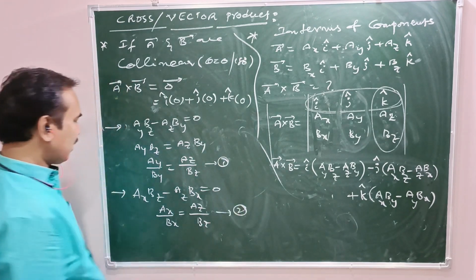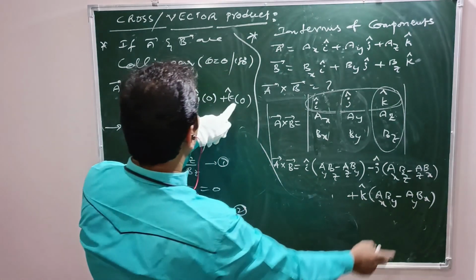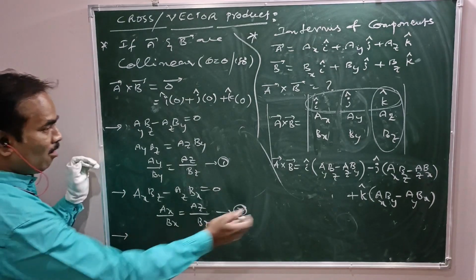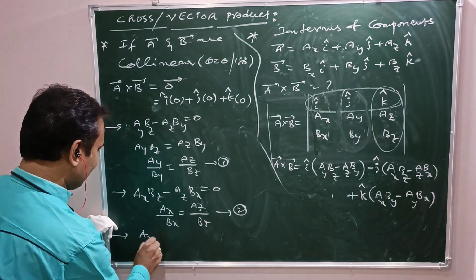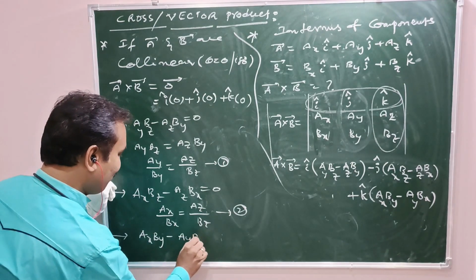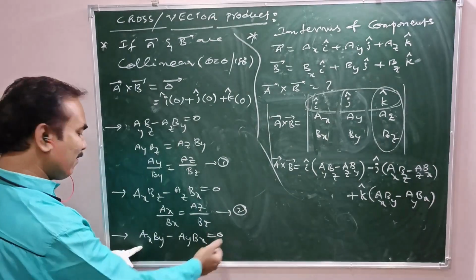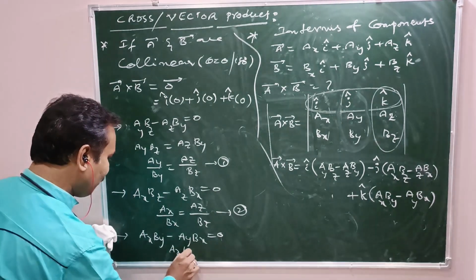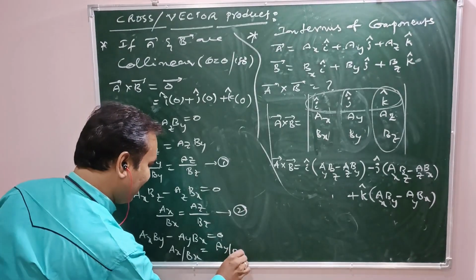Right? Now take this term. This term must also be equal to 0 if the given two vectors are parallel and anti-parallel to each other. So the third component, that is ax by minus ay bx equal to 0. Now from this relation, ax by equals ay bx. Now make it subject ax by bx. Therefore ax by bx equals ay by by.